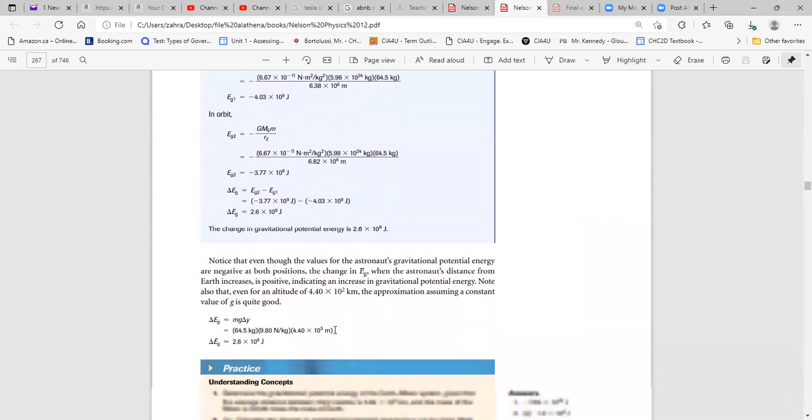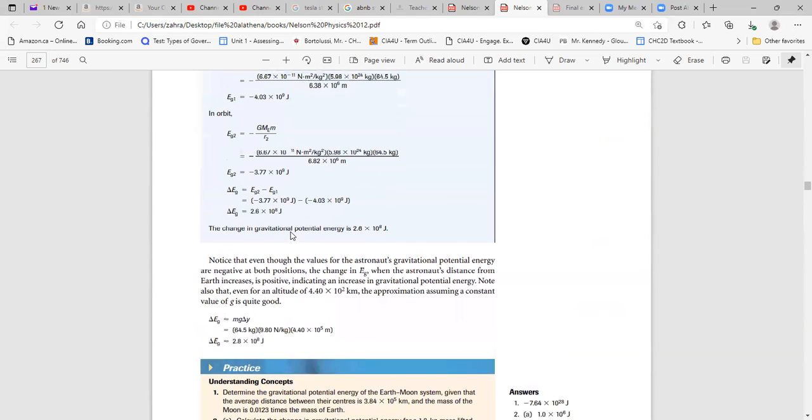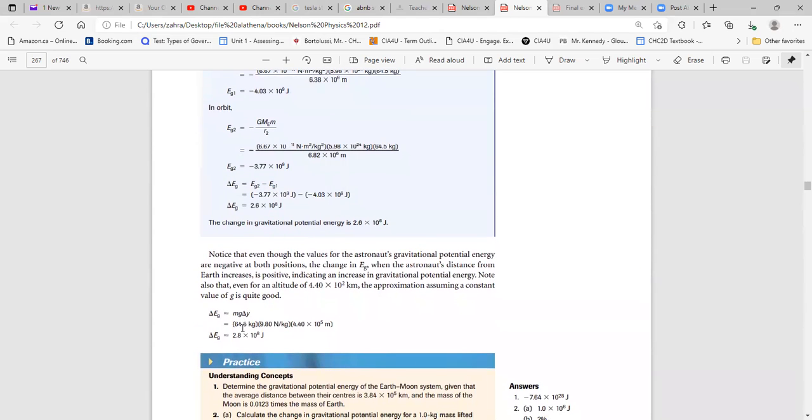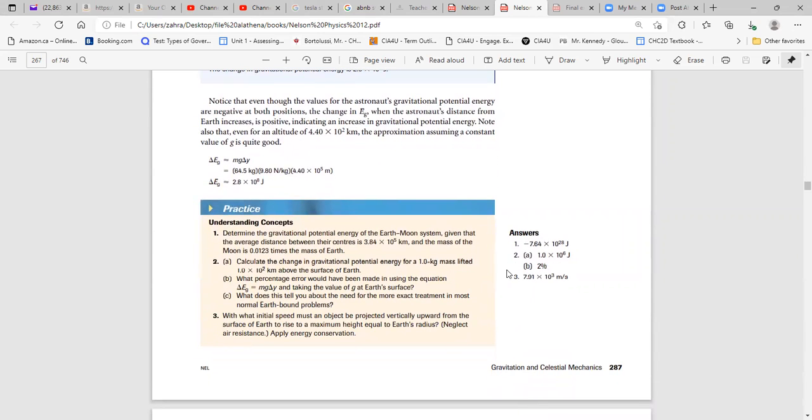The potential energy change here, as you see, you can also do using mg delta y. Delta y is y2 minus y1, and that will give you 2.8 times 10 to the power. As you see, the previous method is much more accurate because here the g we consider for these two positions to be the same, right? But in reality, g would be different. So this answer is much more accurate. Again, do questions 1, 2, 3 for this.